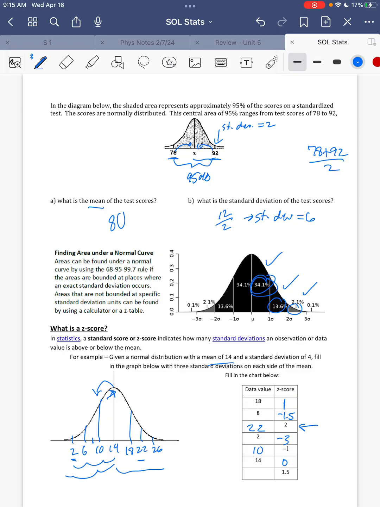And if you're at 1.5 above, that means you're 1 bar and then halfway. So you're like right there. So right between 18 and 22 is 20. All right. So these were all very easy to calculate the z-score, but you're not always going to be able to do that because the data values aren't always going to be nice and pretty like that.